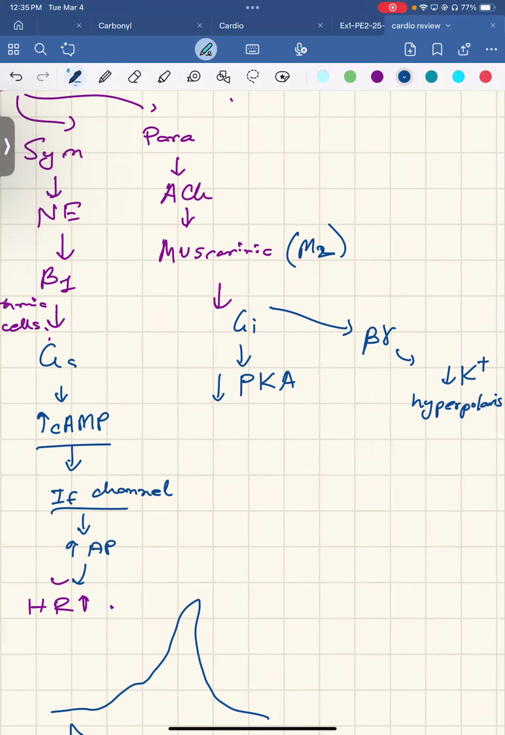Do we have to know more details? Probably not. Do we have to know if this binds to GIRK? If you can remember that, feel free. So the PKA would dephosphorylate, I guess. Yeah, actually, that's a better word.